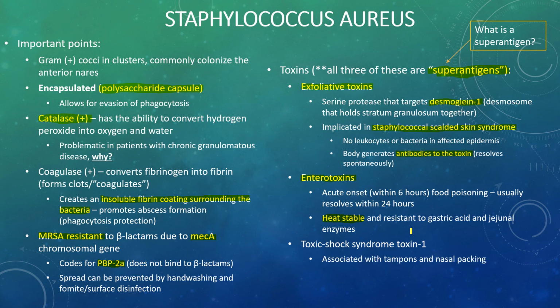Toxic shock syndrome toxin is associated with tampons and nasal packing. So this is different from streptococcus. Staphylococcus is associated with tampon use, so prolonged tampons, and nasal packing, and the bacteria grow and start producing this toxin. And this toxin is really dangerous because it can cross mucosal barriers and spread everywhere, triggering a massive immune response. And the enterotoxins, by the way, are only severe for those 24 hours, but then they resolve on their own.